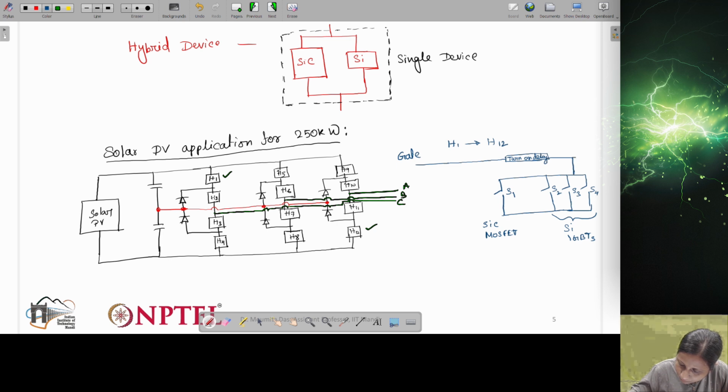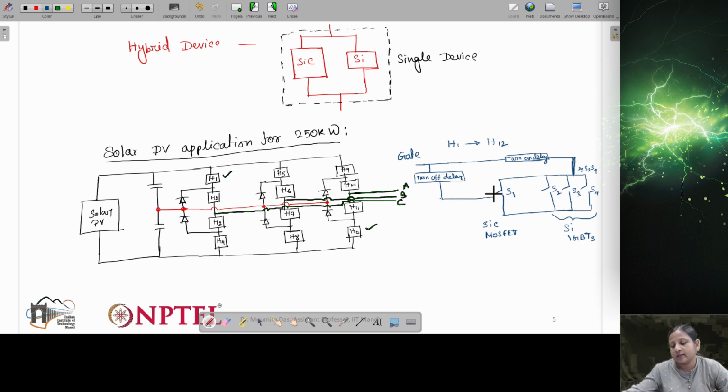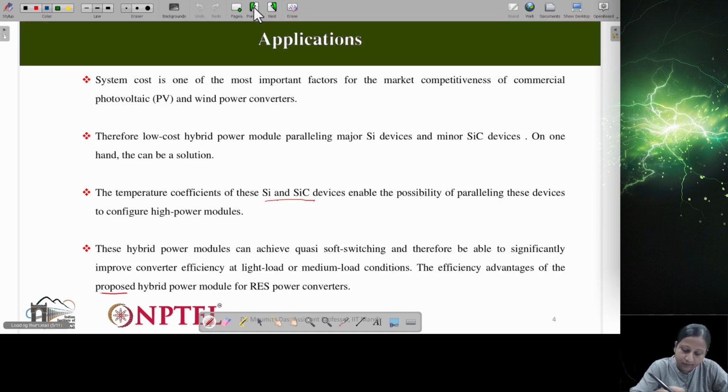So basically it will go to all the silicon devices, S1, S2, S3, S4. Now the gate signal of this silicon carbide MOSFET, there will be some turn on delay provided to the silicon carbide MOSFET. Turn on delay means the silicon carbide MOSFET will turn on first in order to achieve the benefit of soft switching, that is already mentioned here.